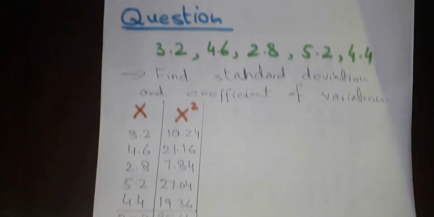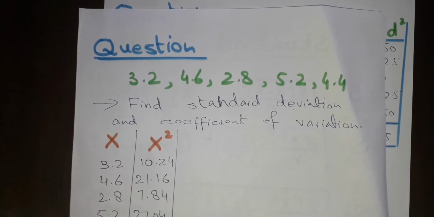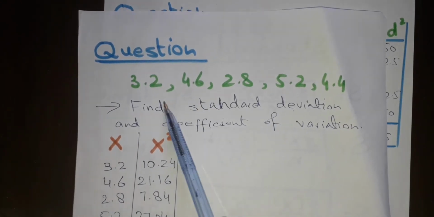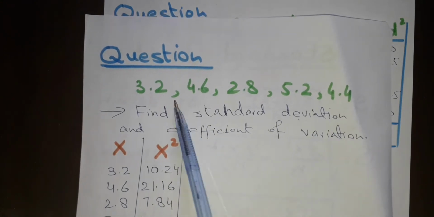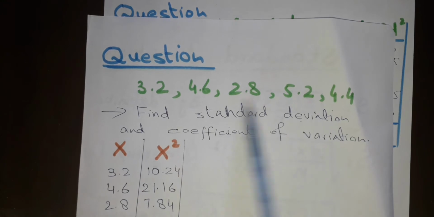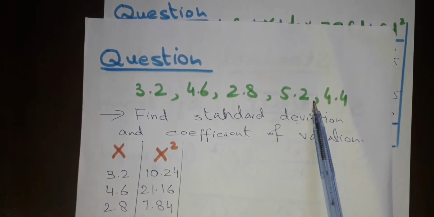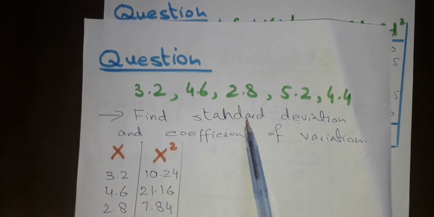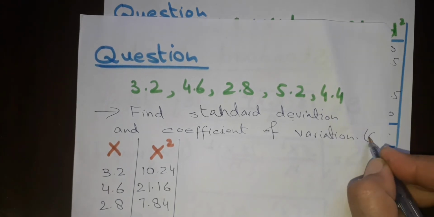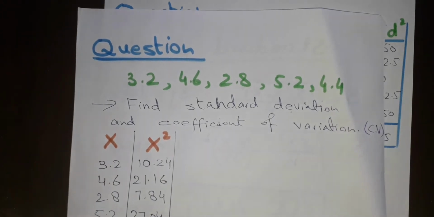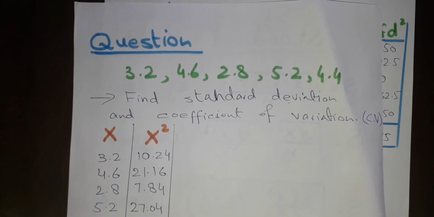Now I'm going to solve some questions in front of you. This is a question for ungrouped data. You can see here some digits with commas that are not arranged in columns or a table. So it is ungrouped data. Find the standard deviation and coefficient of variation. Coefficient of variation means CV.